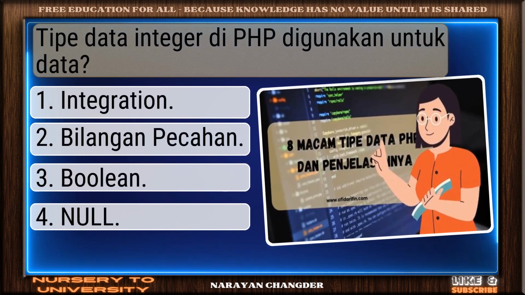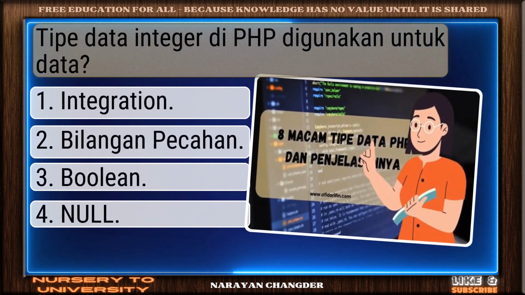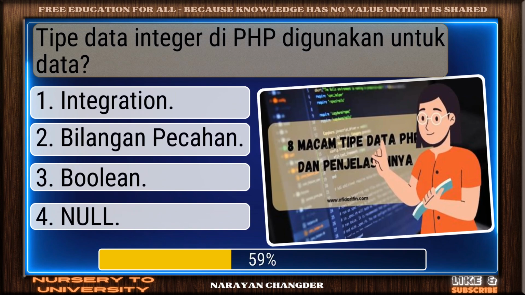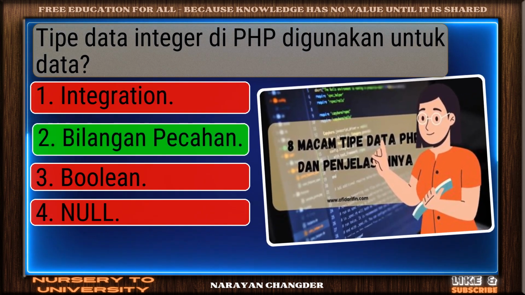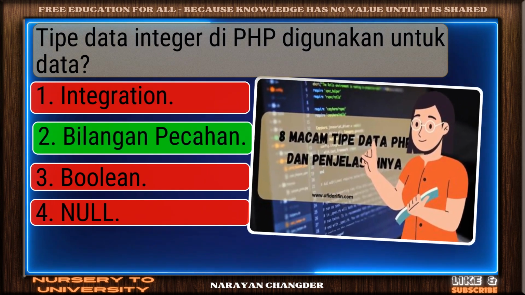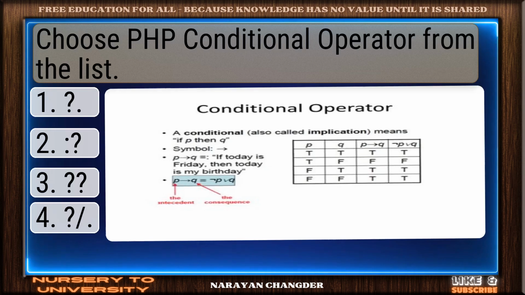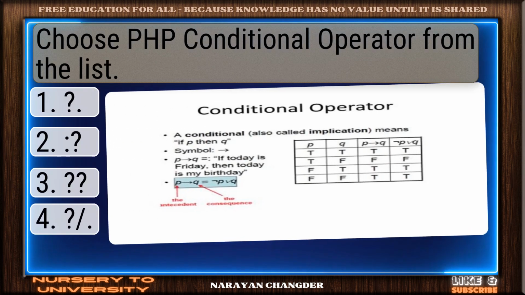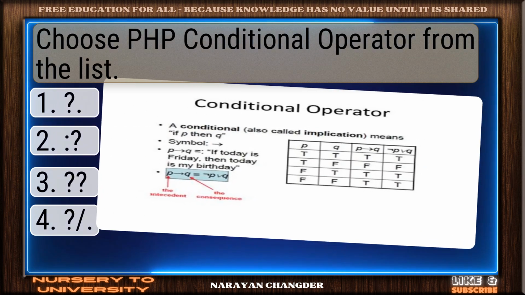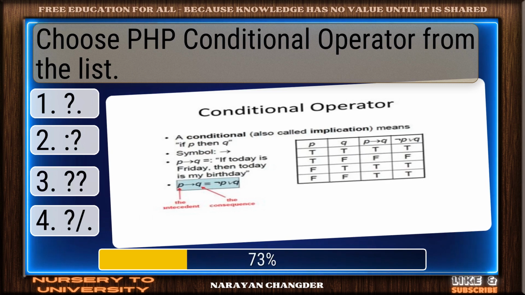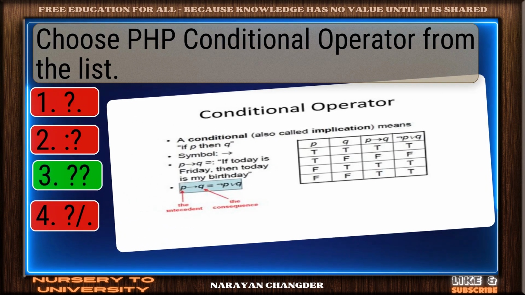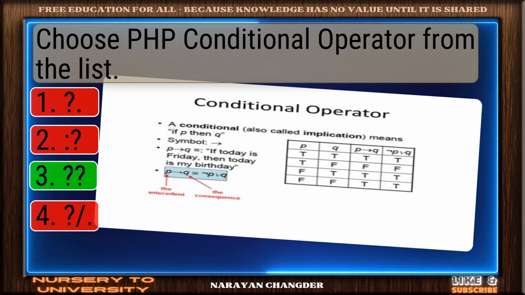Question number 21. Data type integer for data. You got it. Your choice, whole numbers, is right. Question number 22. Choose the PHP conditional operator from the list. Smart pick is the correct choice.